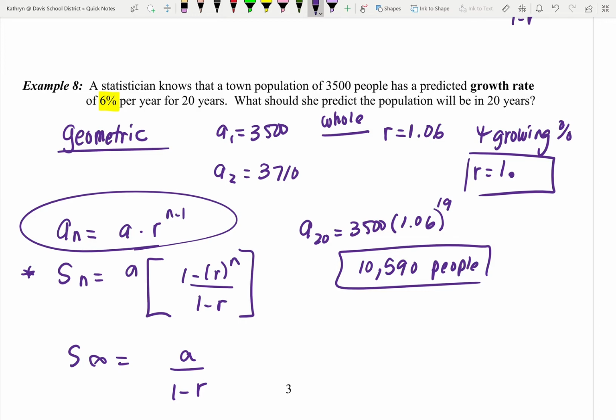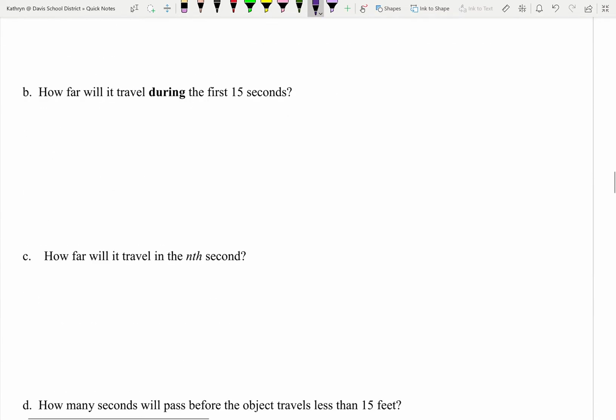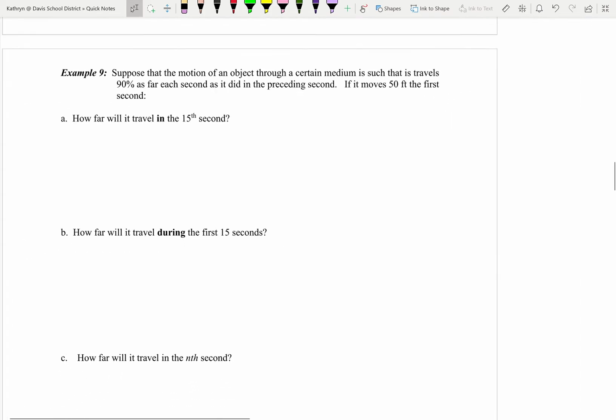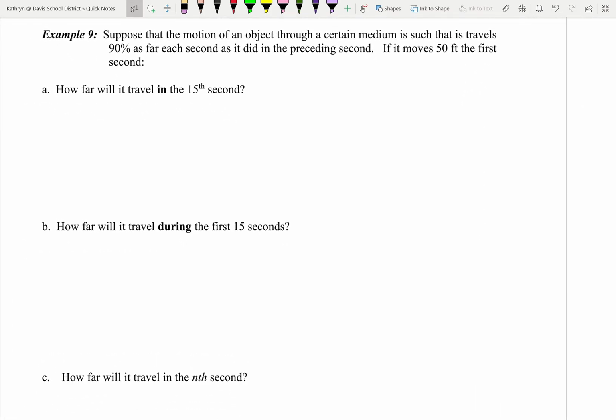Okay, one more problem with lots of little parts to it, and then we're done. Okay, it's all right. You're going to be fine, whiners. Okay.